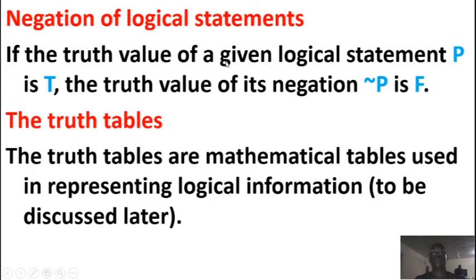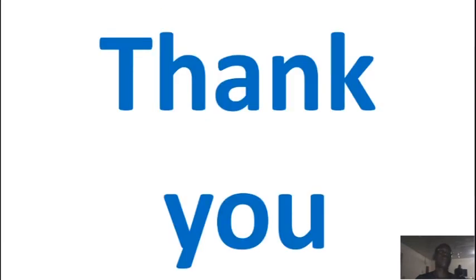If the truth value of a given logical statement P is represented by T, then the truth value of its own negation, known as the negation of P, is false. The truth tables are mathematical tables used to represent the logical information, which is to be discussed after this particular class. You will get this one possibly on Friday. Let's go ahead clearing the road for the coming topic.